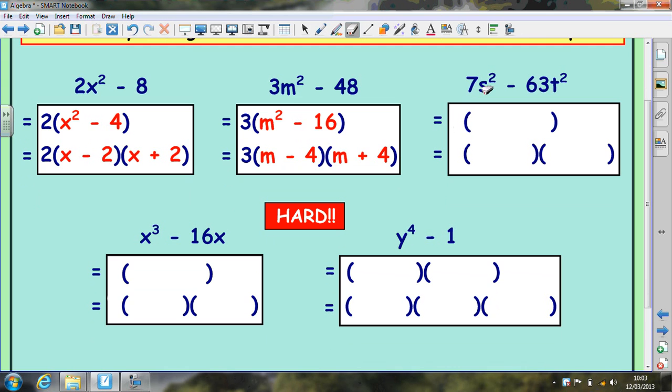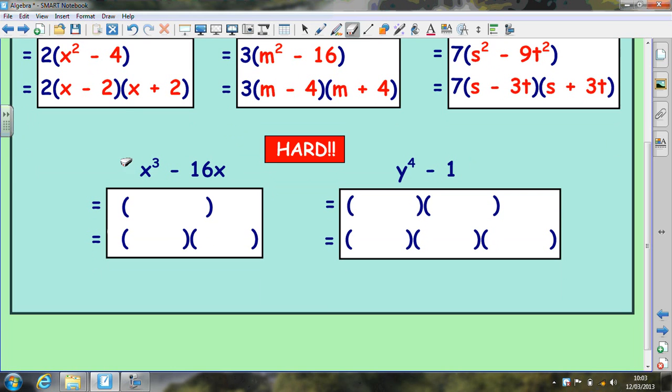Okay, the last one in the top here, look for a common factor, which is 7. 7 times s squared will give you your first part, and 7 times 9t squared will give you your second part here. So again, leave the 7 at the front to multiply. S is at the start to make your s squared. We need a 3t at the back here. 3t times 3t will make your 9t squared, and then a plus and a minus, whichever way around you want.